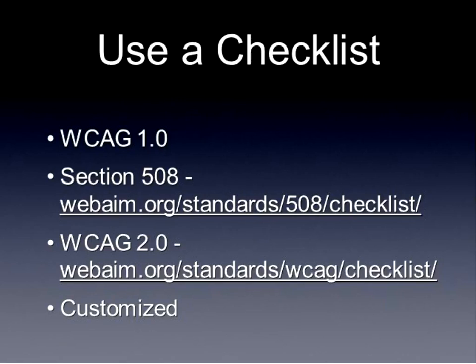Or there's a customized checklist where you might take portions of the WCAG 2.0 guidelines, probably at a minimum the level A requirements, maybe some of the level AA requirements, or all of them. But you might include other things as well into a checklist for accessibility.